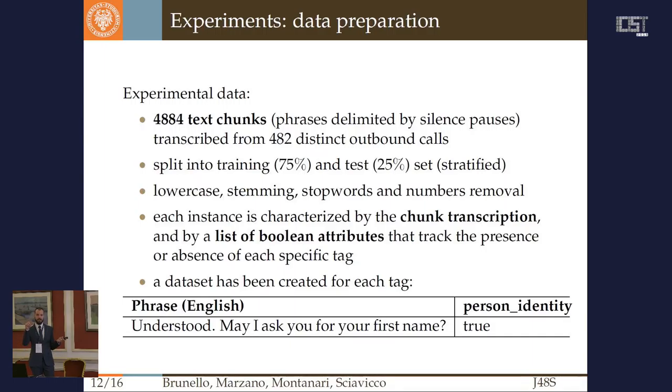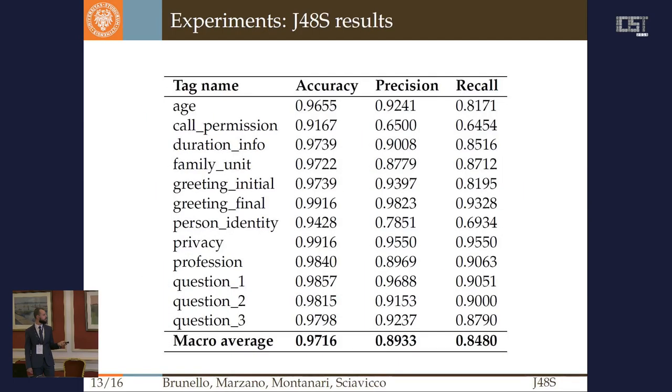Then, as a result, each instance is characterized by one attribute, which is the chunk transcription, and a series of Boolean attributes that tell us whether the corresponding tag is present or not in the phrase. From this macro dataset, we were also able to derive 12 datasets, one for each tag. So, for example, for the person identity tag, you have this situation. We have one attribute, which is the string one, and then a Boolean attribute that, in this case, tells us that the person identity tag is present here. And this is used for the training and for the evaluation of the person identity tag.